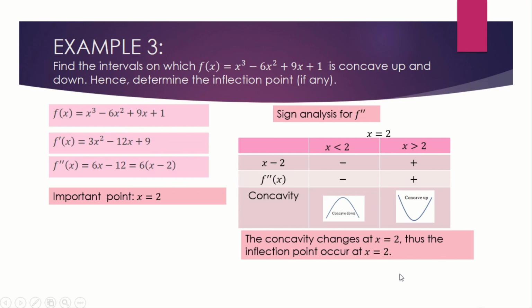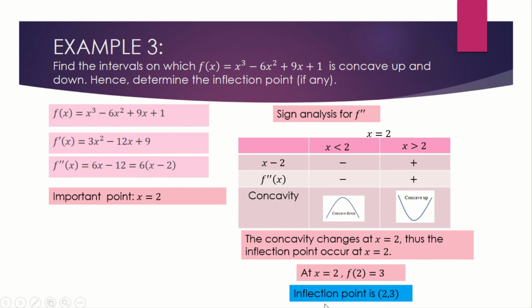So what is the inflection point actually? Since it occurs at x equals 2, we substitute x equals 2 into the function f. So we get f(2) equals 3. Therefore, the inflection point is (2, 3).